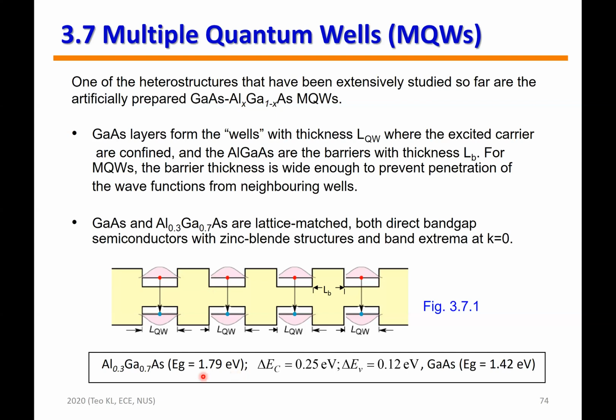And for aluminum gallium arsenide quantum well, the band gap usually is about 1.79 eV for composition of 30% aluminum. Conduction band offset about 0.25, valence band offset about 0.12. All these can be measured experimentally. Gallium arsenide is 1.42, assuming all these we measure at room temperature.